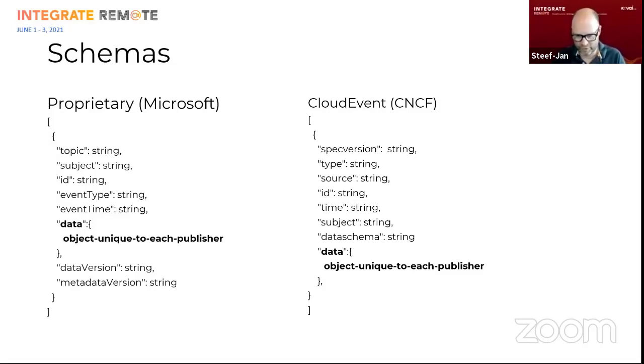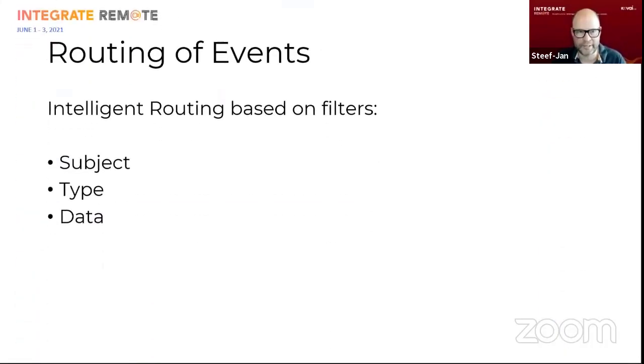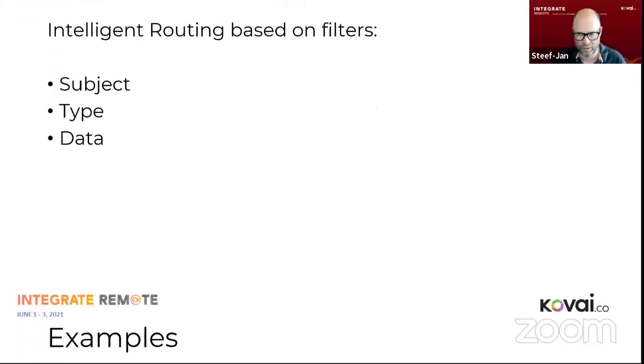So those events, adhering to those types of schemas, are then routed to their subscribers based on what's called filters. And those filters can either be on a subject, they can be on a type, or they can be on data, so the elements inside that data itself. And that's an example.